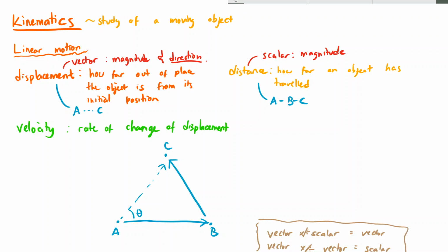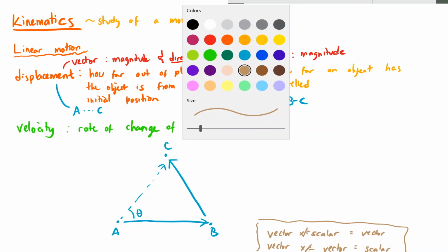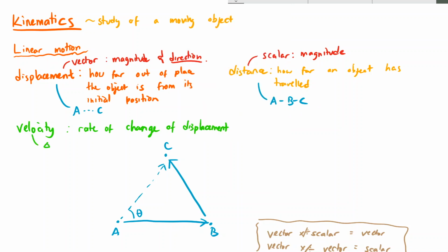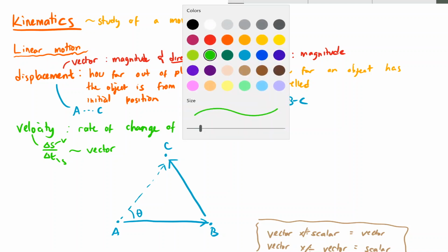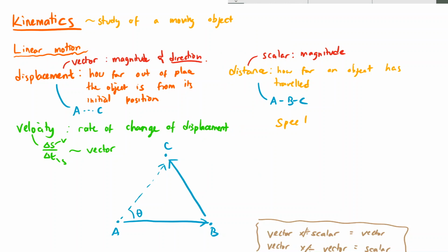So the rate of change means it's delta S over delta t. This is a vector, this is a scalar, so it will result in a vector. Velocity is a vector quantity. The scalar version of velocity is what you know as speed, but we won't be using that term. Speed is a scalar quantity.